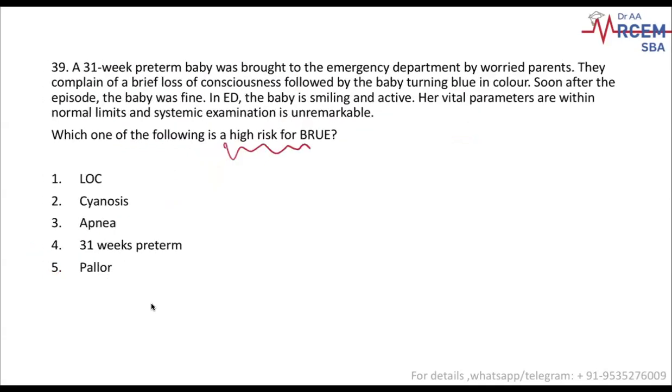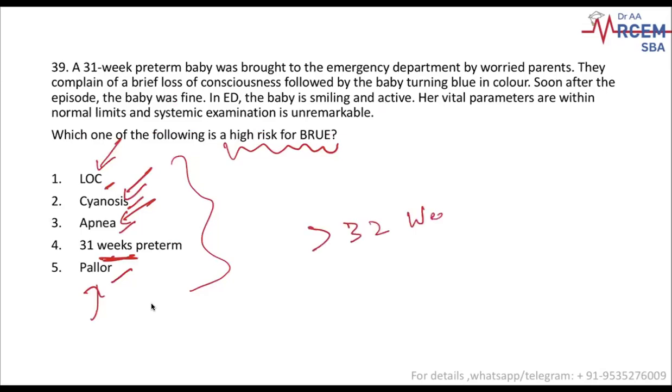They're asking high risk for BRUE out of the following. Loss of consciousness, is it high risk? Color change, apnea, pallor. No, these are all not high risk. They come in the definition of it. Altered sensorium, altered color, and breathing pattern all come in the definition. High risk pattern: 31 weeks preterm is high risk. Low risk will be age more than 32 weeks of birth. Again, corrected age should be more than 45 weeks. So the right answer here is the fourth one.